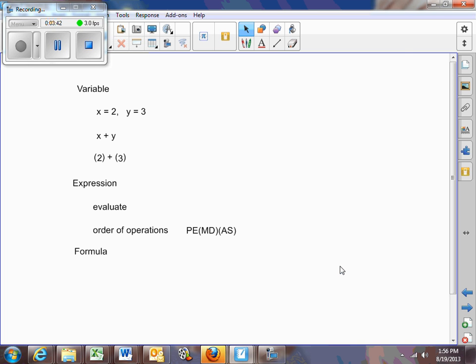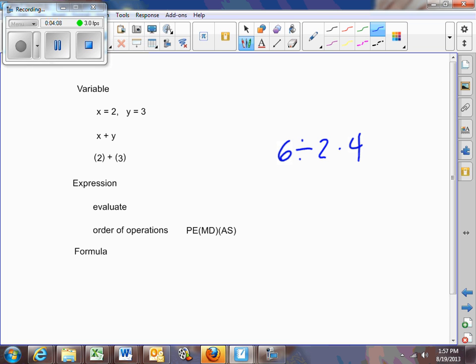In other words, if you had 6 divided by 2 times 4, you would divide 6 by 2 and get 3, and then you would multiply by 4. It would be incorrect to multiply the 2 by 4 and then divide 6 by 8. So you do multiplication and division in order as they appear from left to right.